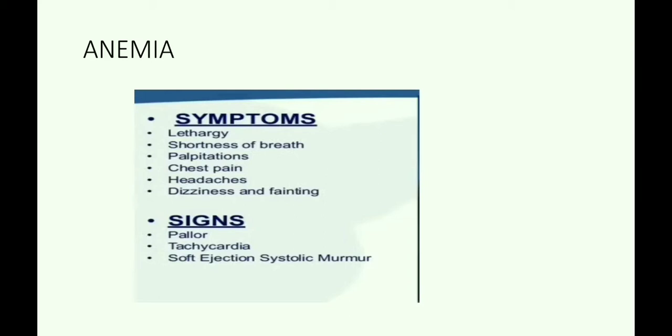In anemia, there is a decrease in RBC count, hemoglobin, or hematocrit values. Therefore, the ability of the blood to carry oxygen to the body tissues is reduced. So these are the symptoms and signs of anemia. The symptoms include lethargy, shortness of breath, palpitation, chest pain, headache, dizziness, and fainting. And the signs include pallor, tachycardia, and murmur.